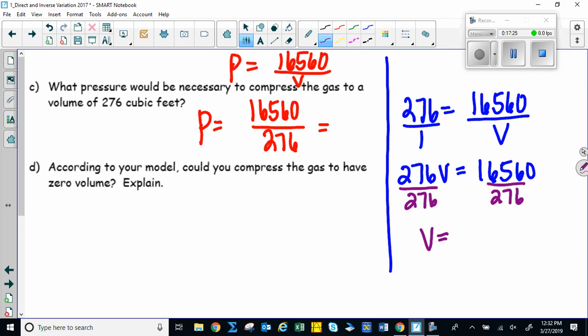I think it's just 60. Okay, 60, and then volume is in cubic feet. If I would have gotten the same answer here, but I would have put PSI. All right, and then the last question says, can I compress the gas to have a volume of 0? Can I get a 0 here? No? I can't have a 0 in the denominator, right?